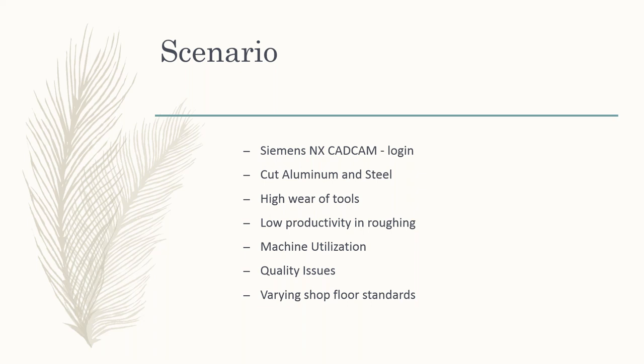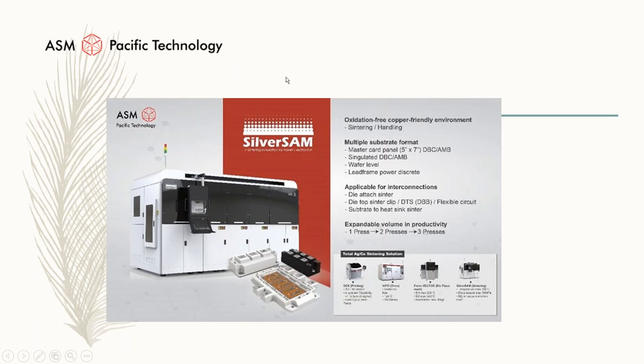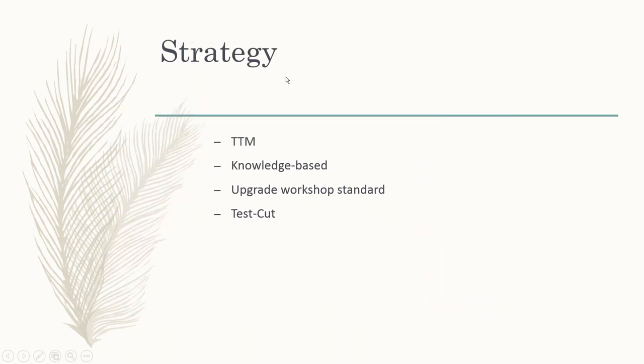They had very old machines, 10 to 15 years old, and some quality issues. The quality standard of their users was varying throughout the shop floor. So what happened is that we convinced them to do a test cut. Our strategy was just to go there and share with them time to market and the knowledge base. Time to market is obvious, we're going to be very much faster.